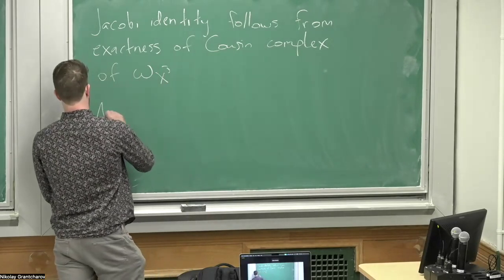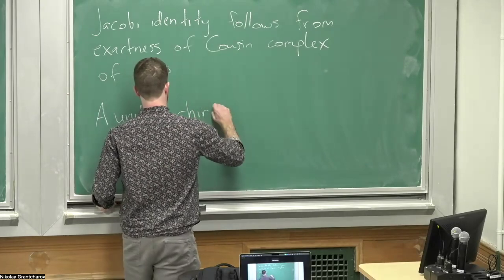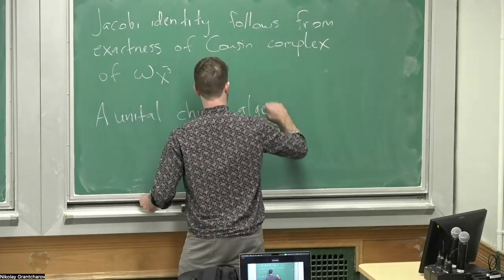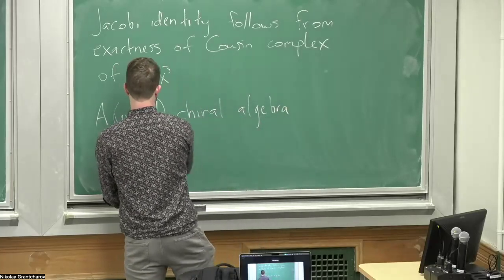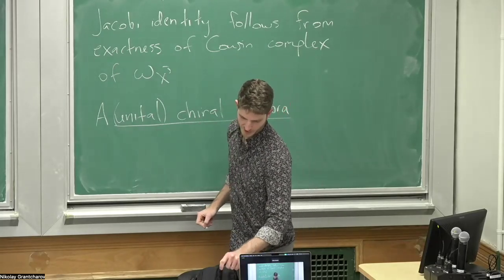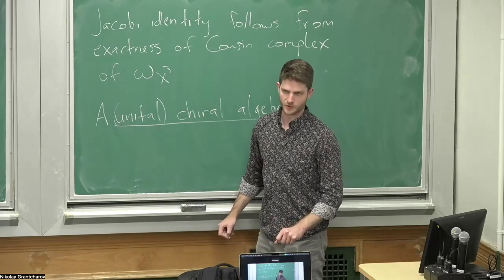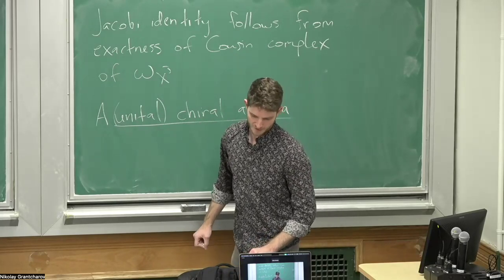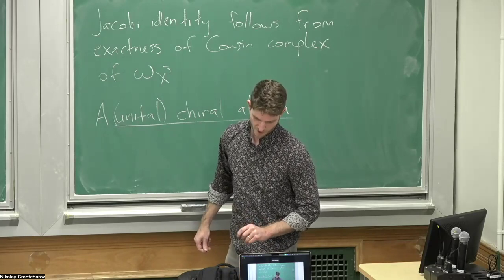Now, I can define a unital chiral algebra. So from now on, they'll be unital by default. It's kind of a funny thing because a chiral algebra is a kind of Lie algebra, and it doesn't usually make sense to talk about unital Lie algebras, right? But for reasons that I'll explain later, there is such a thing as a unit for a chiral algebra.